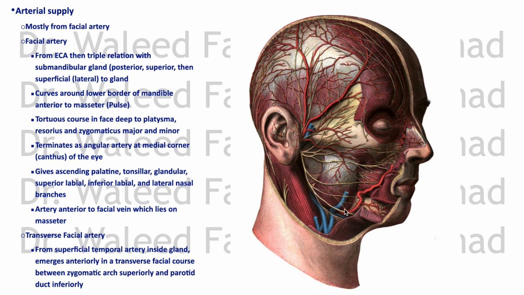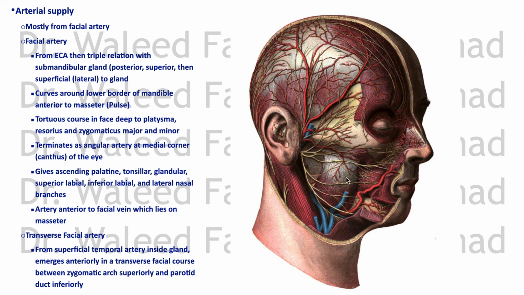Okay, now the facial artery continues its journey, giving inferior labial, superior labial, nasal branches, and ends by becoming the angular artery or the medial canthal artery that anastomoses with the supra and the infratrochlears here. Okay, this is the facial artery.